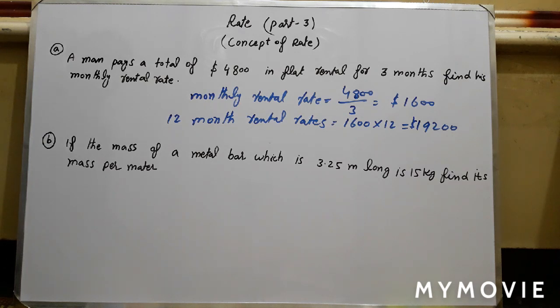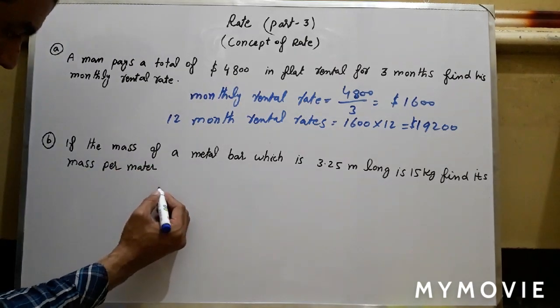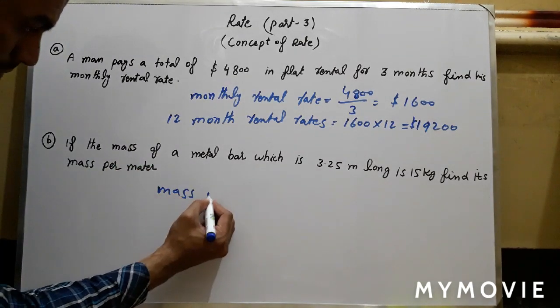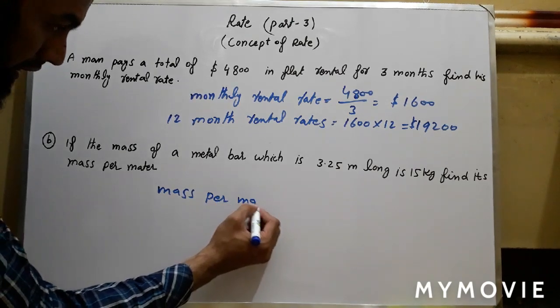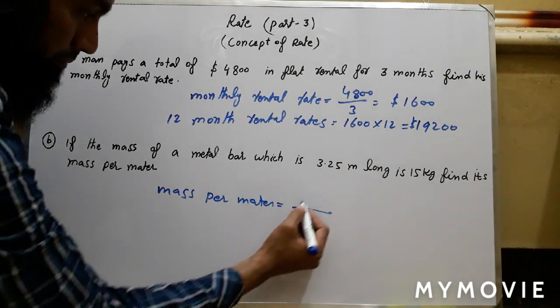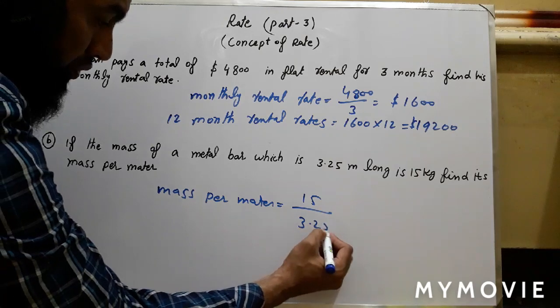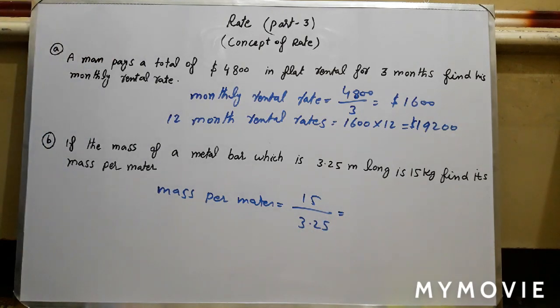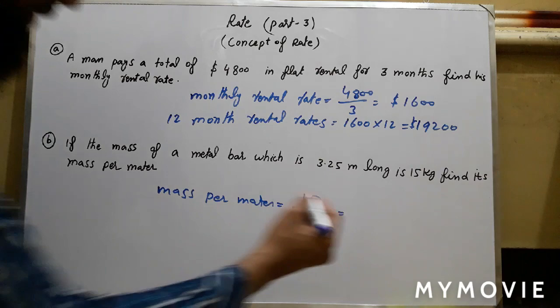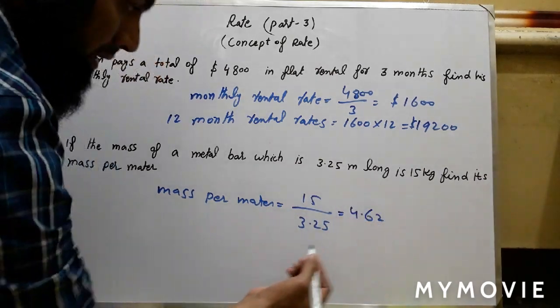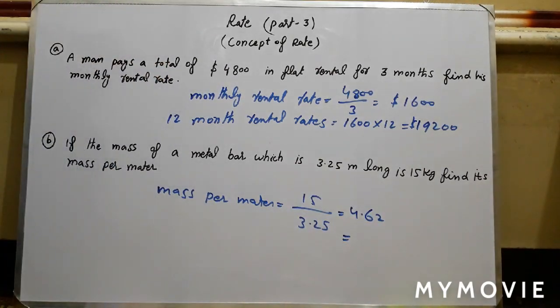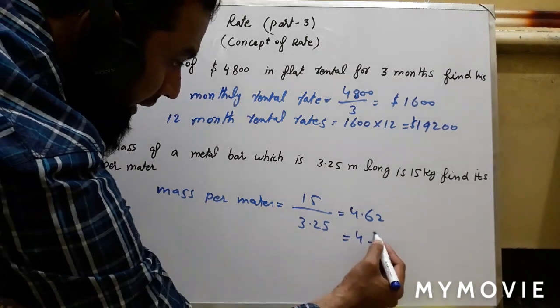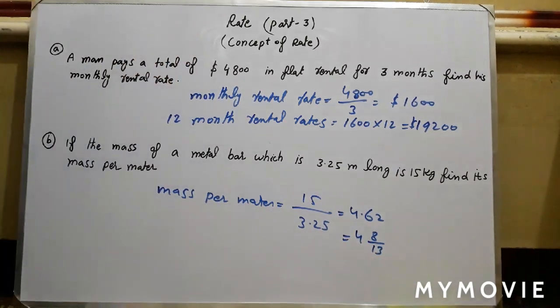And my second question: if the mass of the metal bar, which is 3.25 meters long, is 15 kg, find its mass per meter. How to find this one? Simply 15 divided by 3.25. Your answer is 4.62, and in mixed numbers your answer is 4 and 8 by 13.